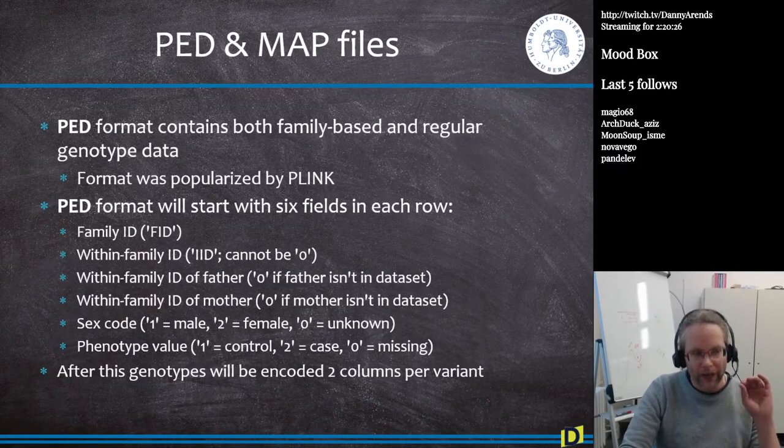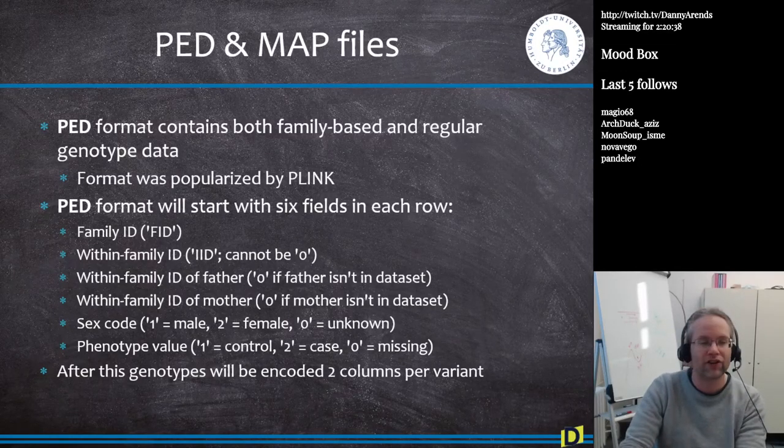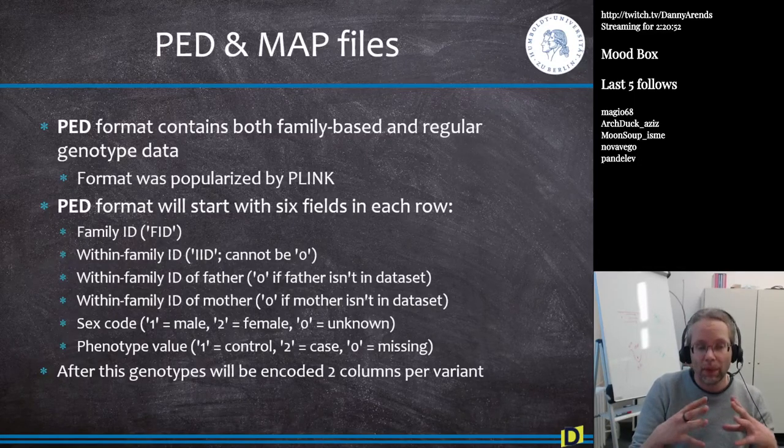All right, so here we have the family ID, the within family ID, the within family ID of the father, so we know who the father of this individual was, the ID of the mother, and we can fill in zeros if the mother or the father are not in the data set. Then we have the sex code, and that is coded as 1 being a male, 2 being a female, 0 being unknown.